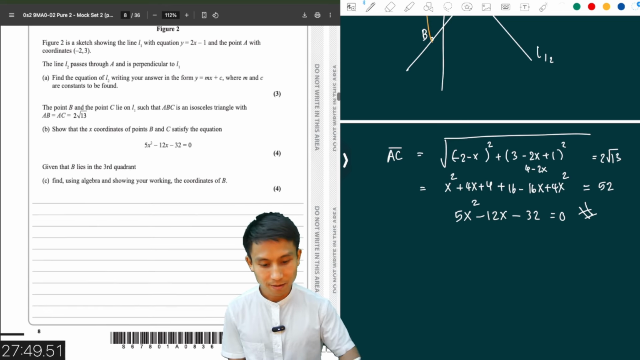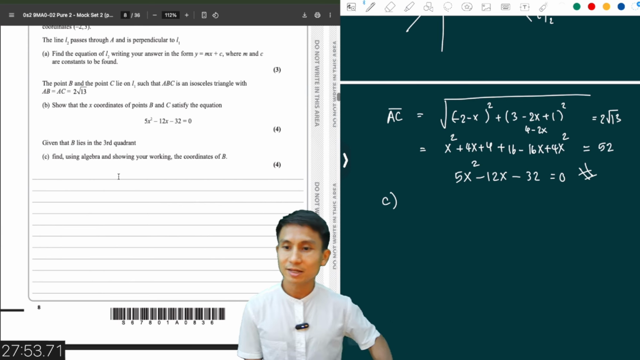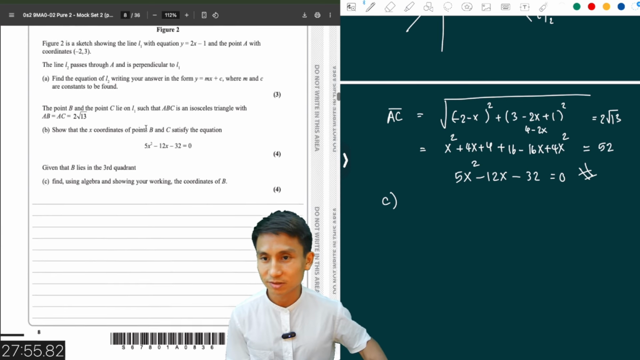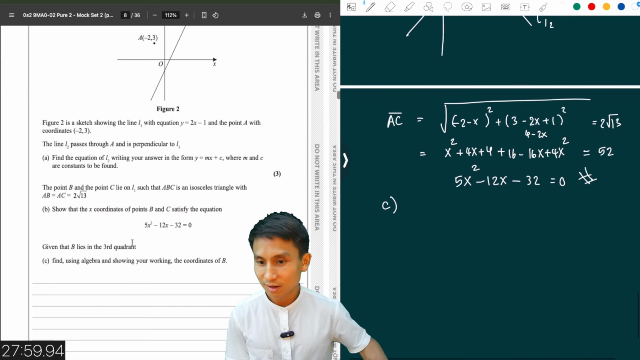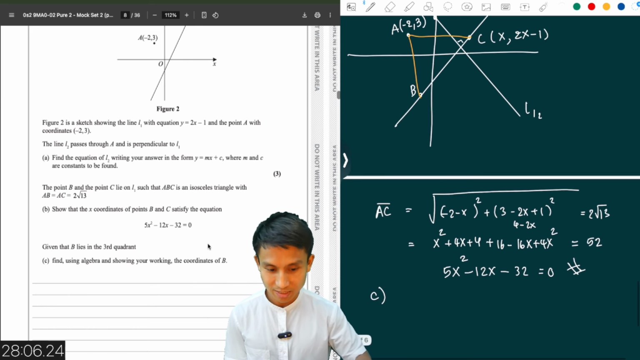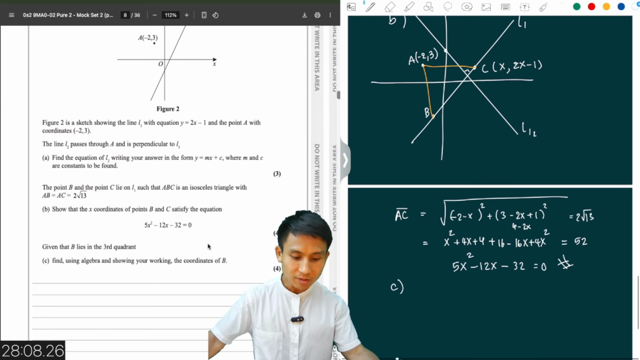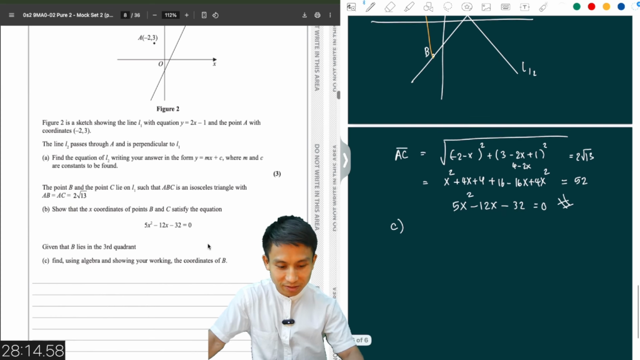Okay. Part C. Given that B lies in the third quadrant, yeah, we got it right. Yeah, there you go. Find, using algebra and showing your working, the coordinates of B. Righty. Well, I think we just solve this quadratic, right? And we'll get 2 answers for C and for B respectively.